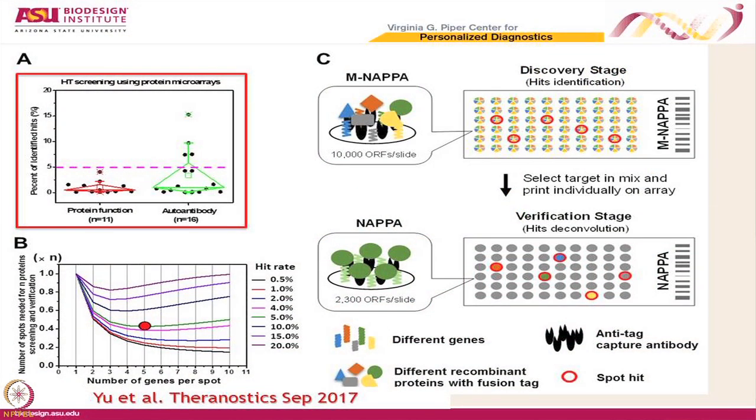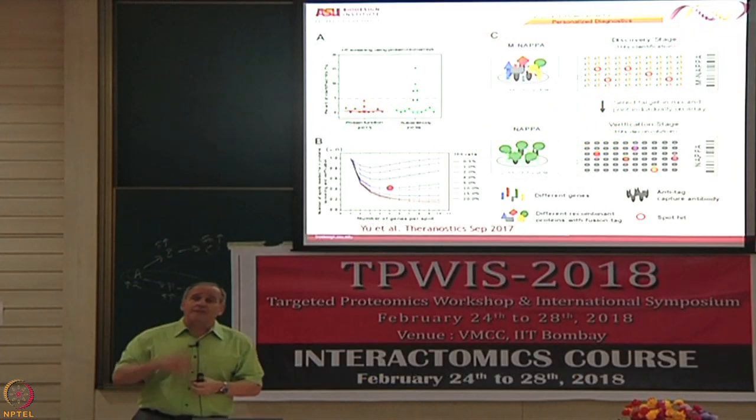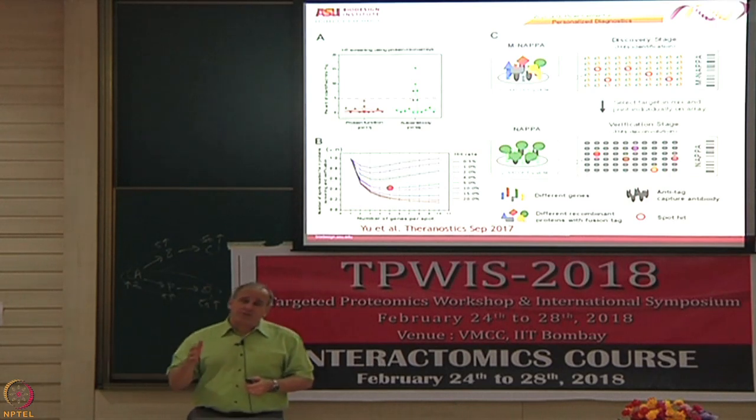This is the percent of identified hits. And you can see that this is the 5% mark right here. And most of the protein function studies, and well, I would say all the protein function studies and most of the autoantibody studies are down in a couple percent range. Certainly they're less than 5%. So that's promising, right? That means that this strategy could be a big time saver if I can make this strategy work, right?